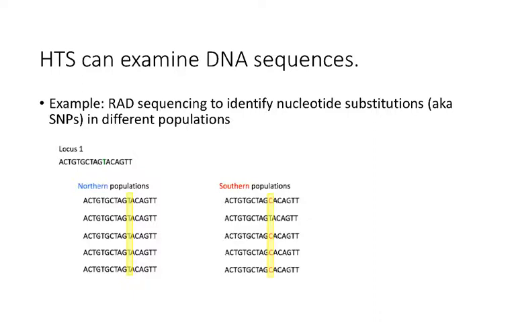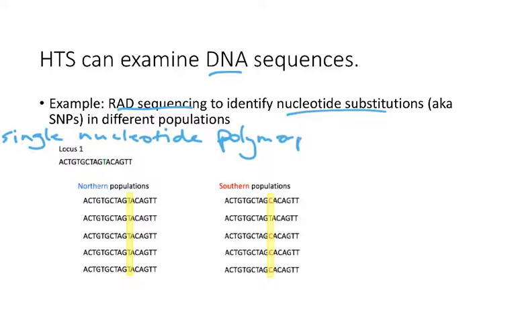So, at the beginning of the video, I said high throughput sequencing can sequence either DNA or cDNA. So one of the things high throughput sequencing can do is examine DNA sequences. We'll talk more about this later in the semester, but one particular type of high throughput sequencing is called RAD sequencing. You don't need to know the details for now, but this is just an example to show you that one of the things it can do is identify these nucleotide substitutions, which are also called SNPs, or single nucleotide polymorphisms.